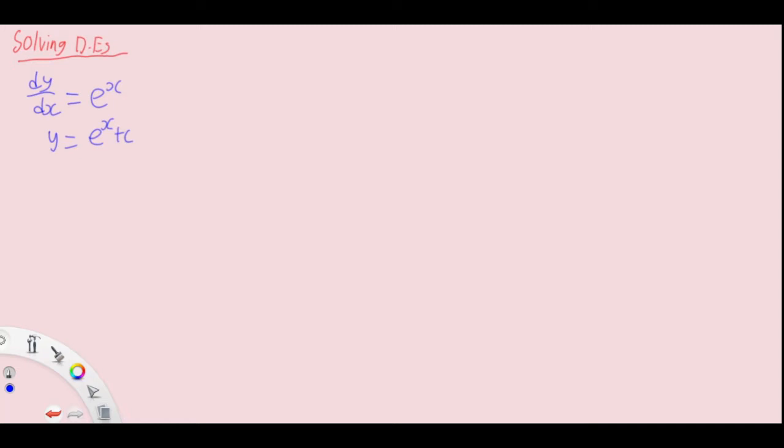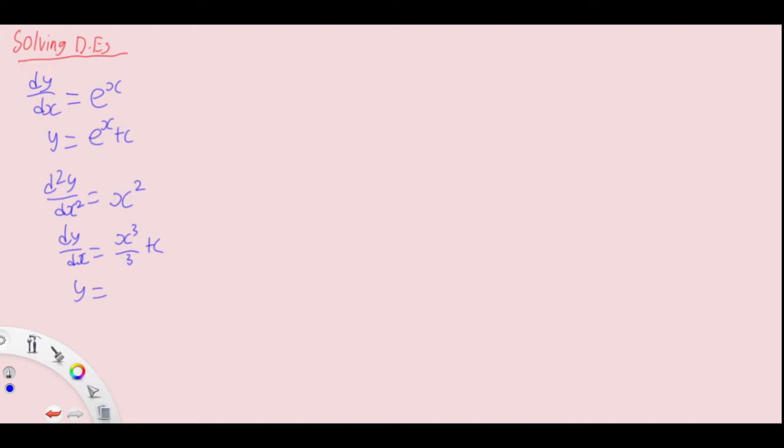Now, let's say we move to a higher degree. Let's say we have a second derivative, d²y/dx², and we let it equal x². So what happens is that you now have to integrate two times, right? Let's integrate once first to give us dy/dx equals x³/3, increase the power by 1, divide by the new power, and then don't forget your arbitrary constant, plus c.